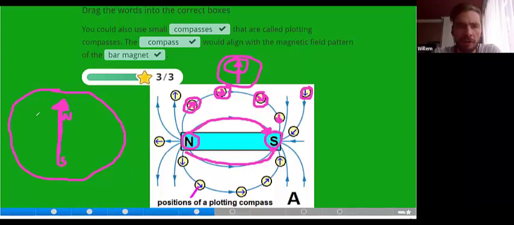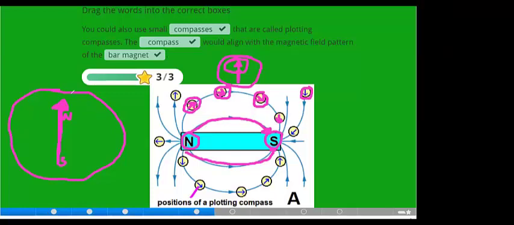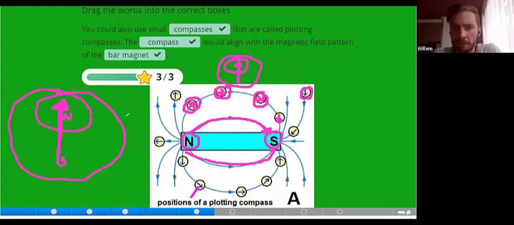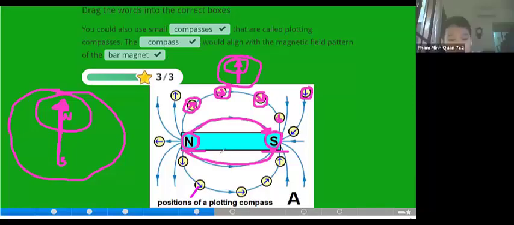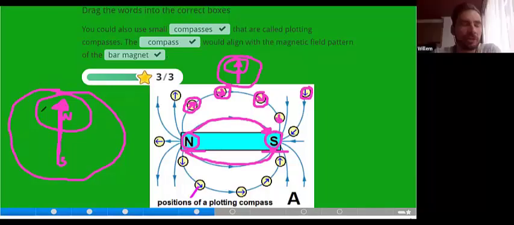So the north part of the compass, where would it point to? Would it point to the South Pole or the North Pole? North. The north pole of the compass. Would it point to the South Pole or the North Pole? North. Okay, so what did we just learn? We learned that magnets, so here I have a magnet.